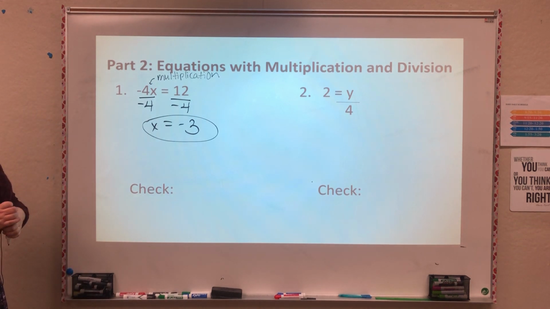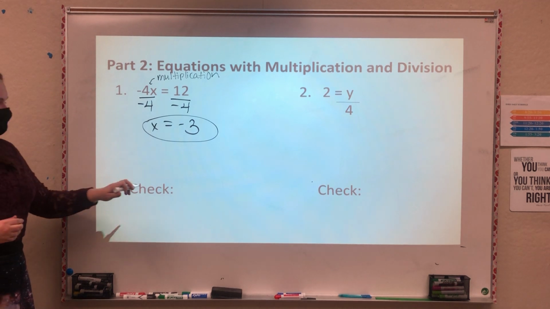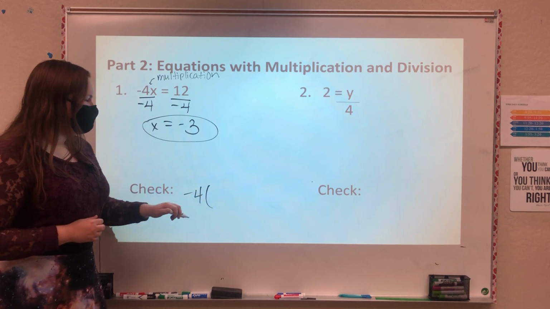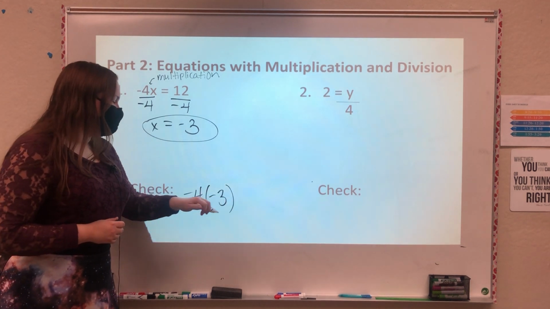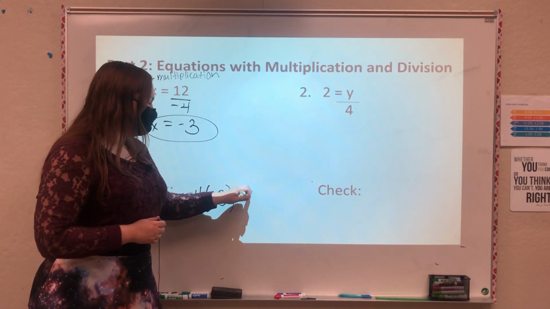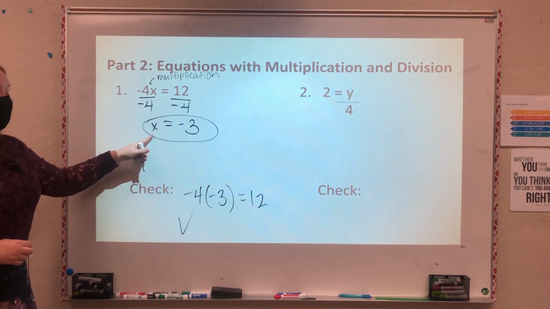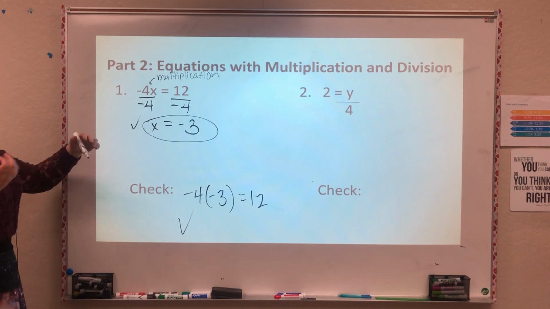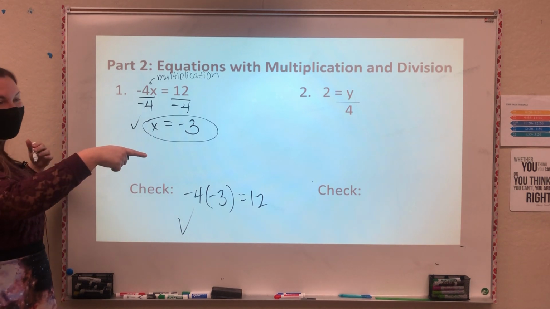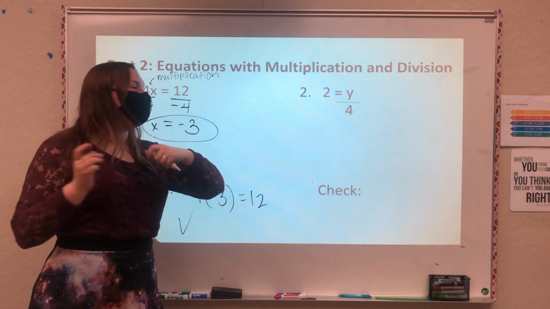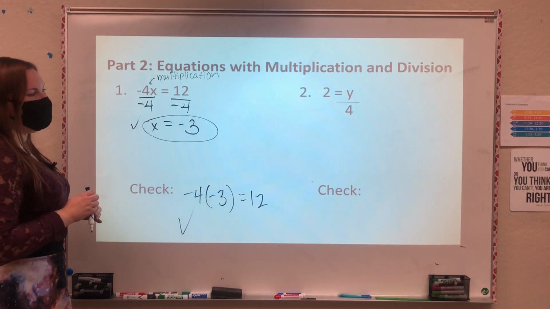Also, just like those other problems, you can check any equation. How could we check our equation here? -4 times -3 equals 12. Nice. What do you think? True? I agree. So that helps you know your answer is correct, which is great for when you're doing your homework later by yourself, or if you're at home. You can use that check to help you know your answer is correct.